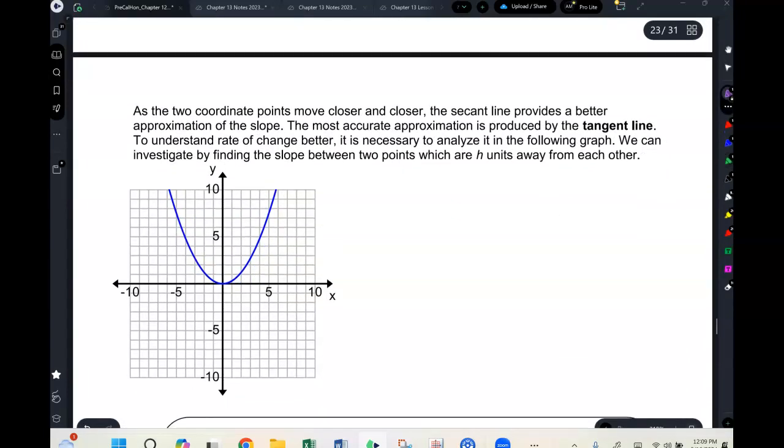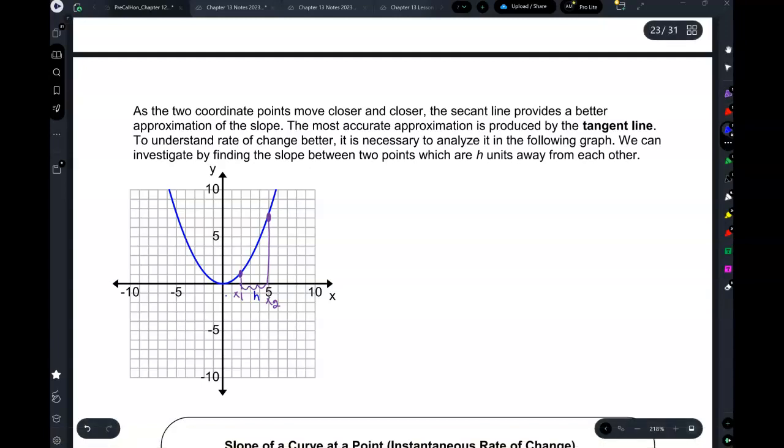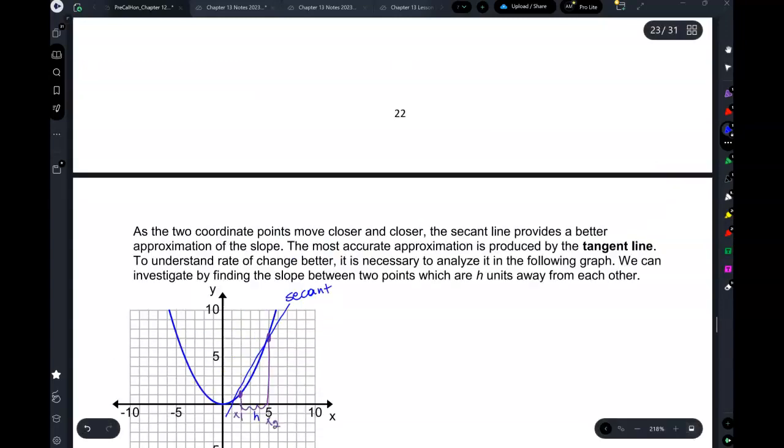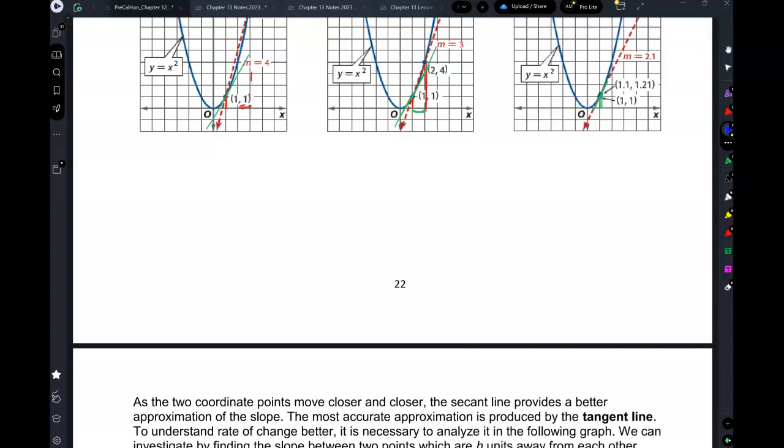When we had the 2 points, and we were finding the slope between the 2 points, this was x1. This was x2. And suppose the distance between them, let's call it h. Okay? So now, when the points are far apart like this, and I draw a line connecting them, that line is passing through the curve at 2 points, correct? That is called a secant line. Eventually, I want to bring those points so close to each other that when I draw a line between them, that line only crosses the graph at 1 point, and instead of a secant line, it becomes a tangent line.